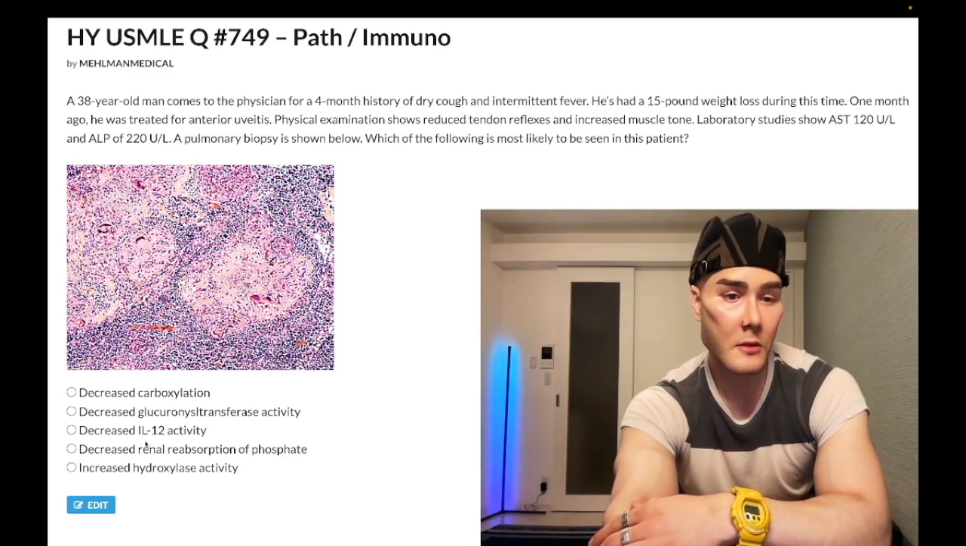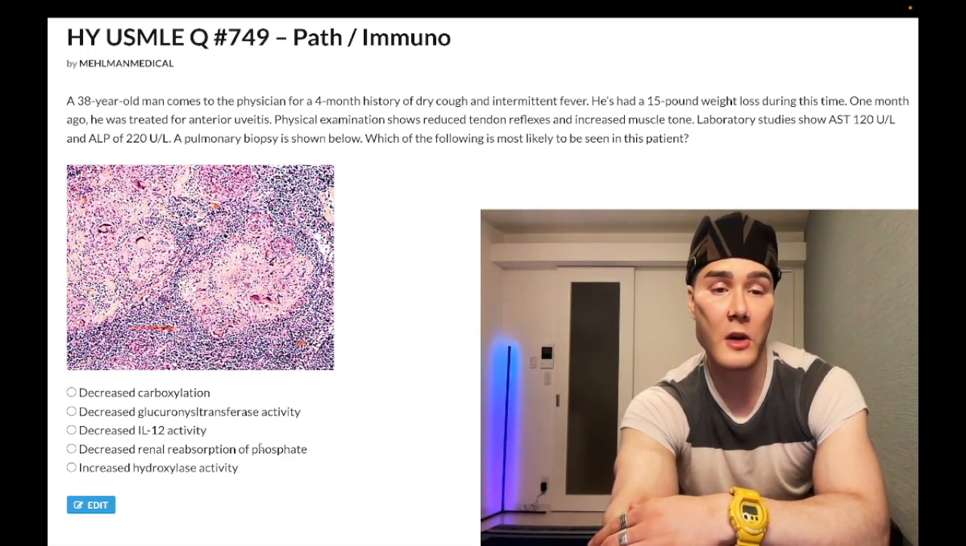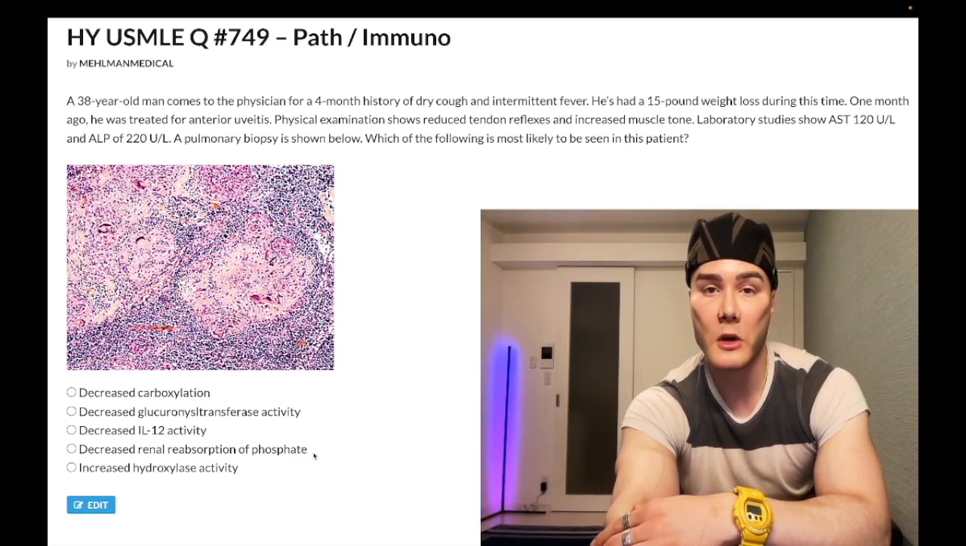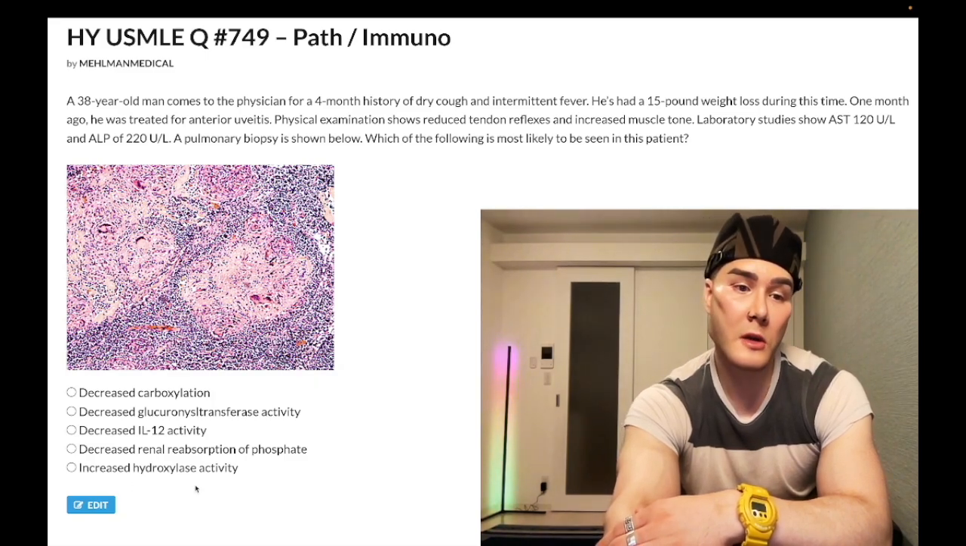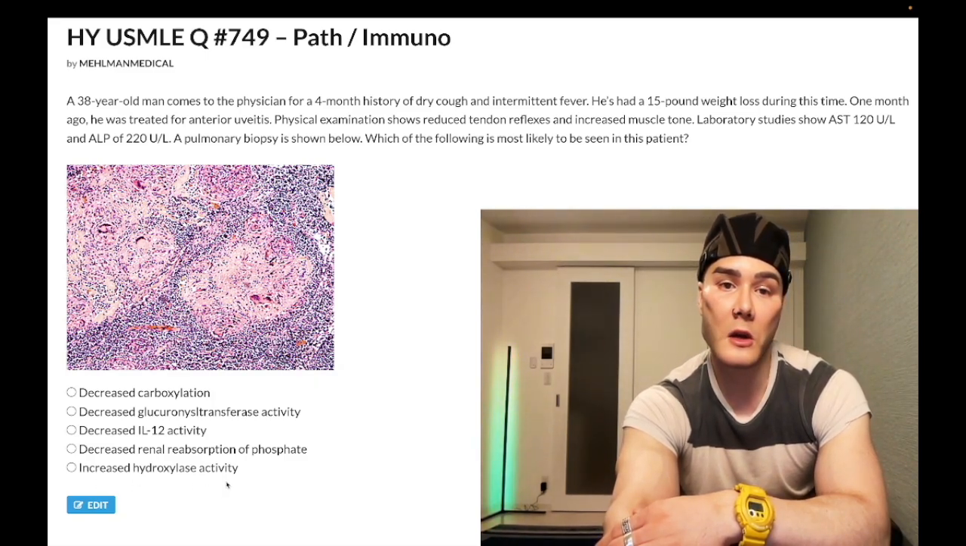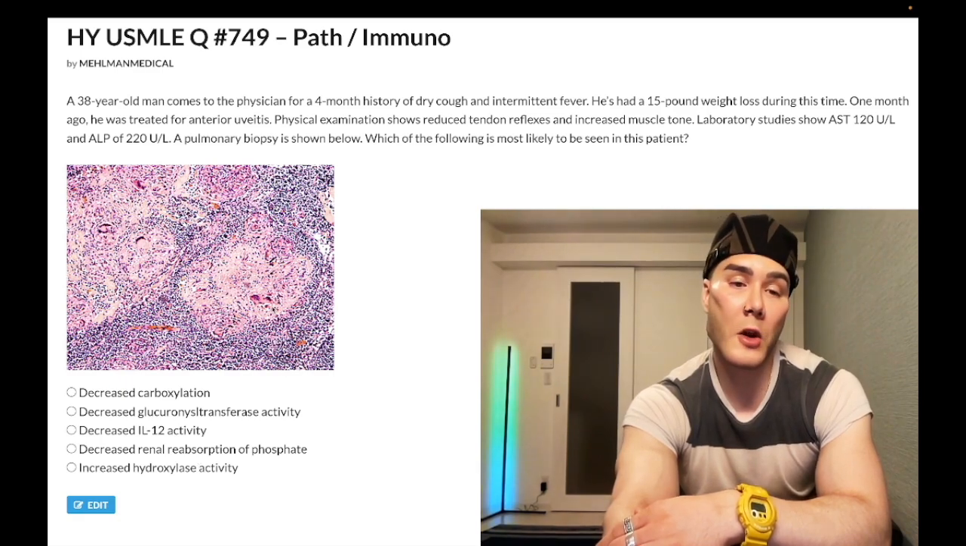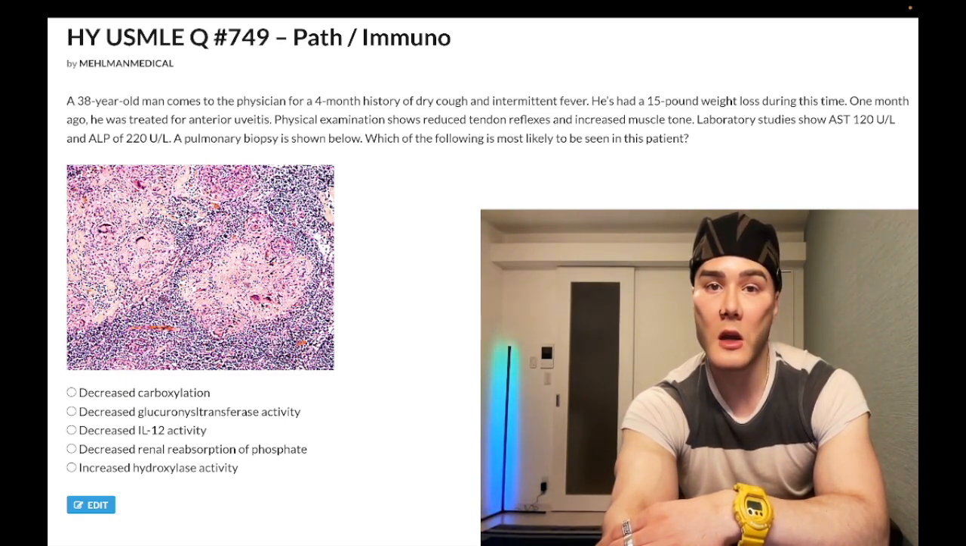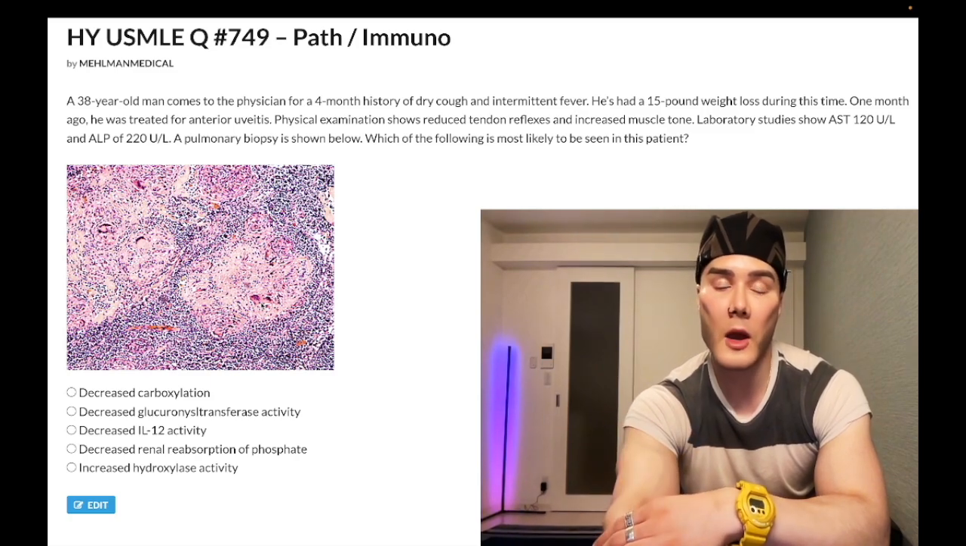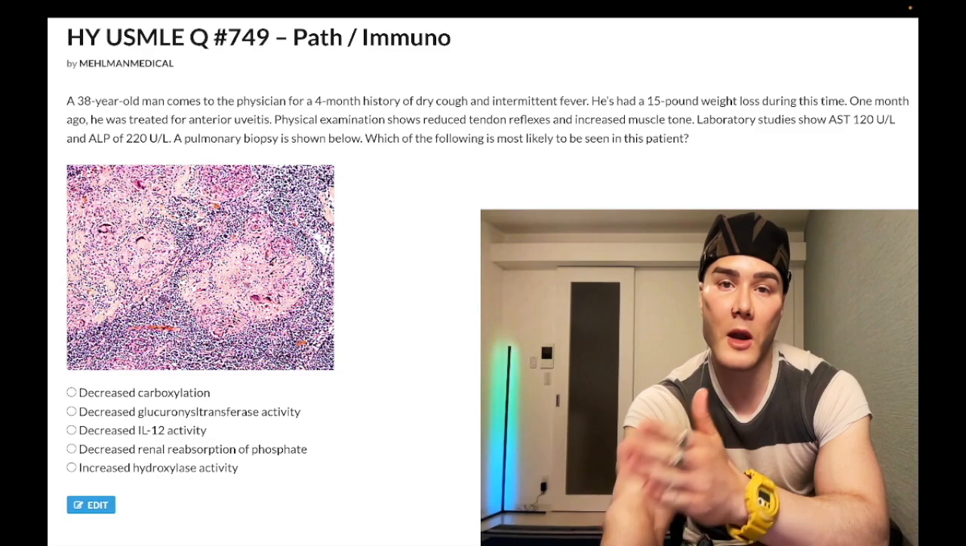Choice D, decreased renal absorption of phosphate. Wrong answer. A bit challenging. Okay, so in sarcoidosis, we are going to have choice E, increased hydroxylase activity. Correct answer. So you need to know that the activated macrophages and the non-caseating granulomas in the lungs, they can exist elsewhere in the body, like the parotid glands, etc., but in the kidneys as well. But the lungs, okay, so non-caseating granulomas, the activated macrophages, the histiocytes, they're going to secrete 1-alpha hydroxylase, which is going to convert inactive 25D3 into active 125D3.